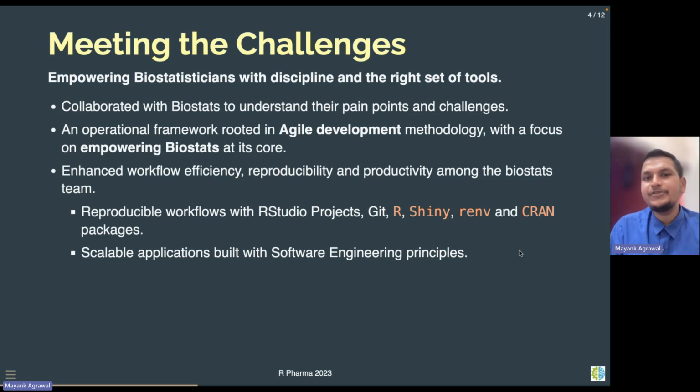Some of the software engineering principles are DRY, don't repeat yourself, meaning if there is a script that needs to be utilized more than once, it's always a good idea to convert it to a function and then later use it at appropriate places. Go a step further and convert these functions to R Shiny modules so that you could implement the same feature into multiple applications.